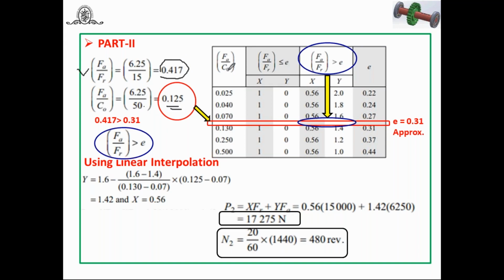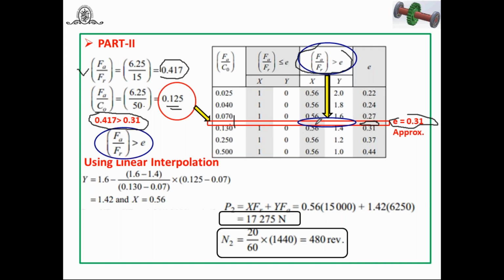You have to check again. In the first column, AP by CO is 0.2125. This value is not available, but it lies in between 0.070 and 0.130. So what you have to do, you will get the E near about 0.30 or 0.31, and FA by FR is equal to 0.17. If you go to this E with FA by FR, you can say 0.417 is greater than 0.30 or 0.31. That's why we have to select this column, FA by FR.